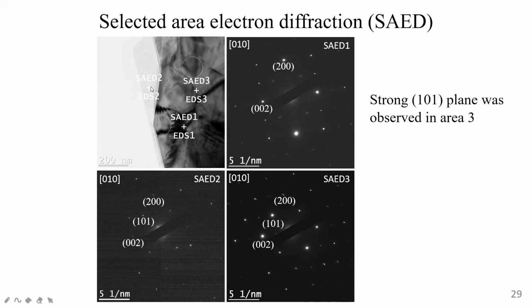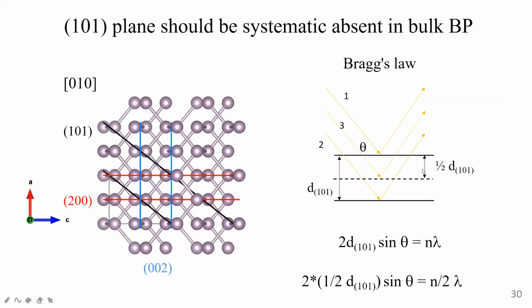But for spot 2, you can see the 101 peak increases, and is quite comparable with 200 or 002. And for spot 3, the 101 peak is much stronger. However, the 101 plane should be systematically absent in bulk BP. Why? We can understand from the structure. For example, the black line is the 101 plane.